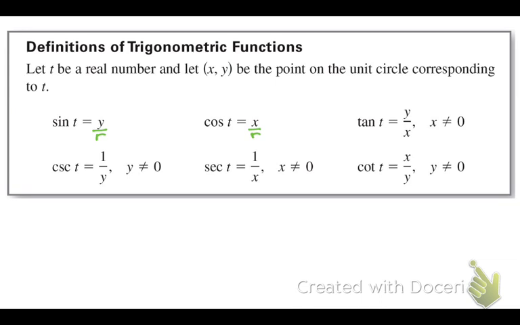Tangent is y over x. And all this over here tells you what? Why? Because you cannot divide by 0. That's all it is, guys. You shouldn't need somebody to tell you you can't divide by 0. It's just a domain.